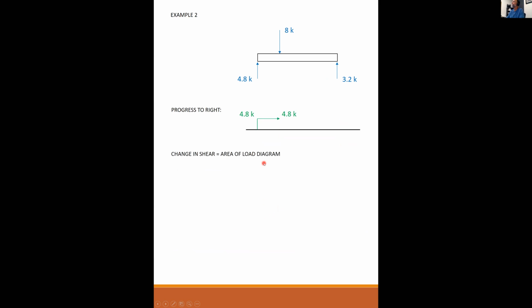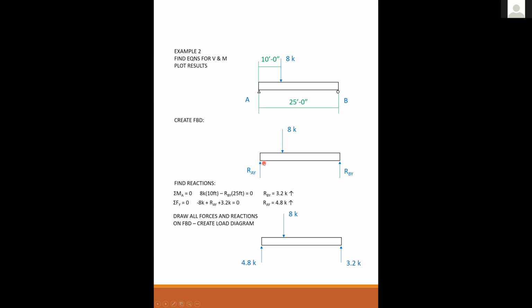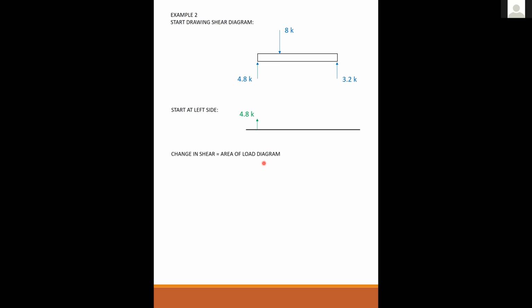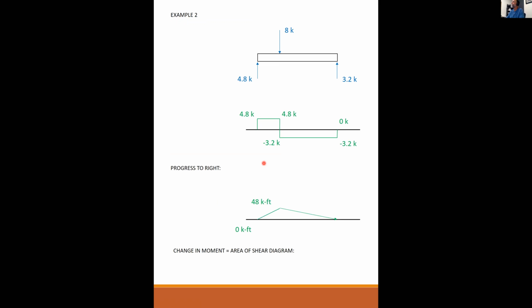Shoot, I forgot. It's 25 minus 10, I think. Yeah, so it's 15. Okay, sorry about that. So minus 3.2 times 15 is equal to minus 48. So the change in moment is equal to the area of the shear. It goes from 48 minus 48, and you had better get back to 0. Okay, there it is, the shear and moment diagrams. Any questions on example number 2?